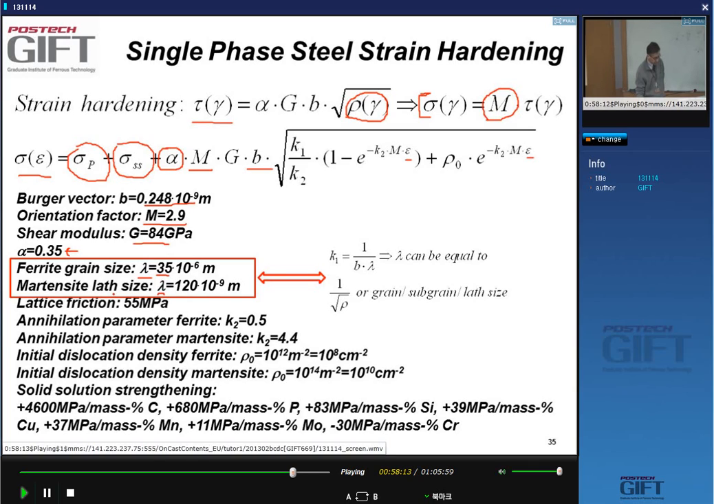Martensite, however, there is no grain size in martensite. We have to take the lattice size into account. And that's much smaller. That is of the order of 100 to 200 nanometers. So for the example I'll show, and you can recalculate if you want, is 120 nanometers in this case.